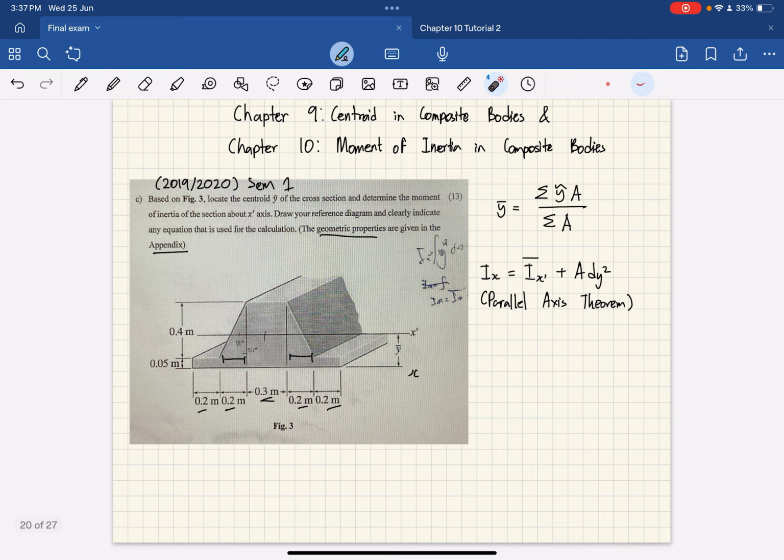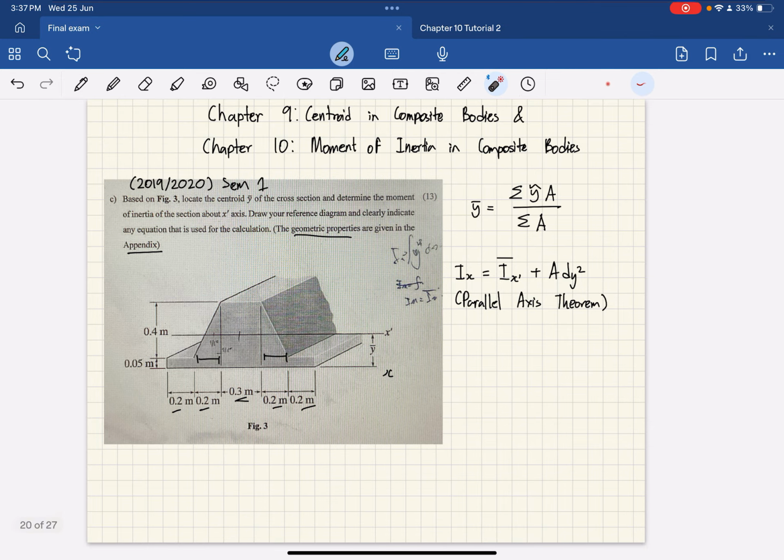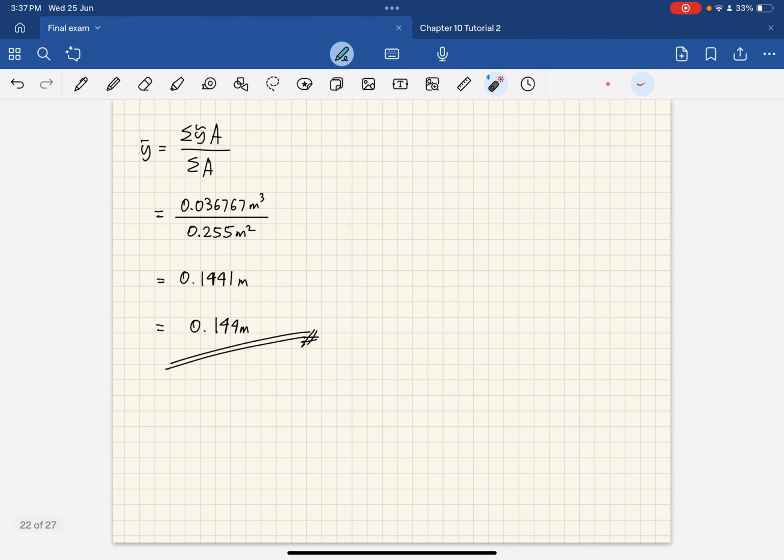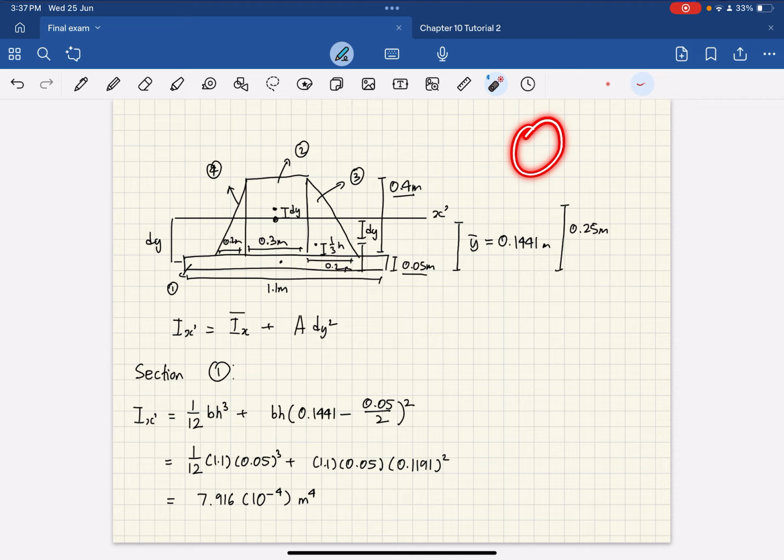So I hope that this tutorial has helped you guys to understand the underlying concepts of centroid in composite bodies and moment of inertia in composite bodies. And usually in the exam they tend to combine these two chapters in one question, and they give you about 13 marks. So I think the mark distribution could be about 6 or 7 marks here, and calculating the moment of inertia is also about 6 to 7 marks as well.